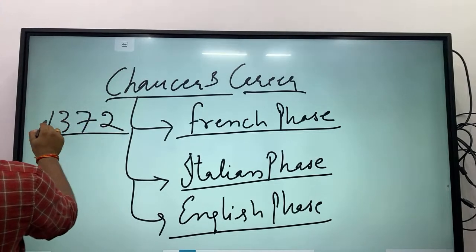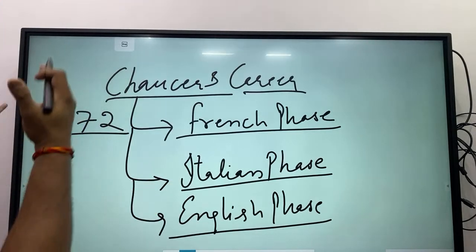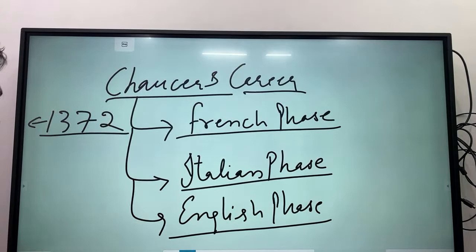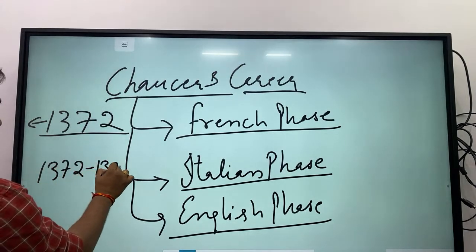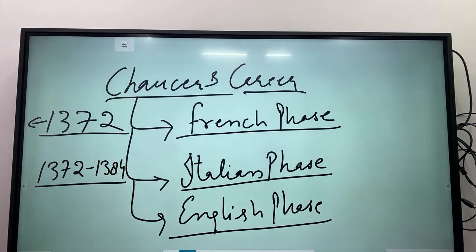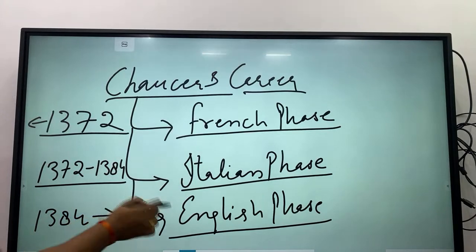Before 1372, so I should do it like this. Before 1372, everything was in French. 1372 to 1384, everything was in Italian. And after 1384, he wrote in English.